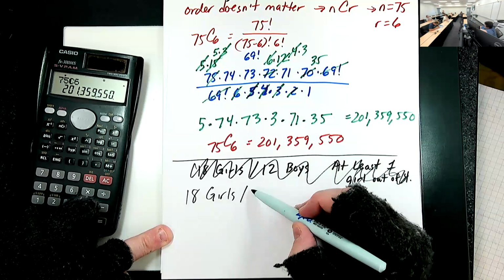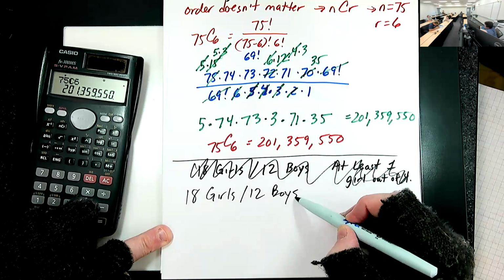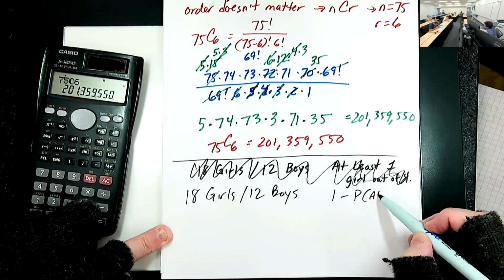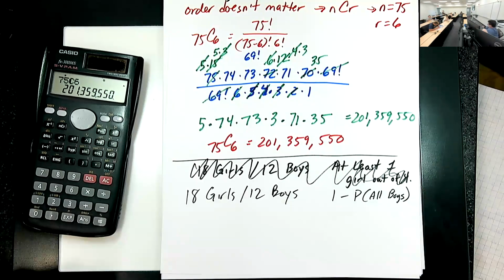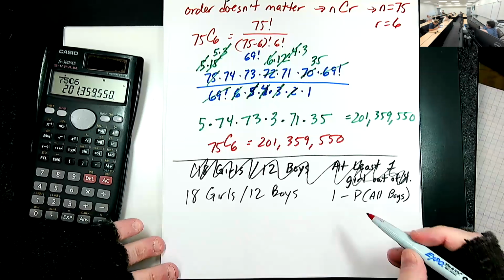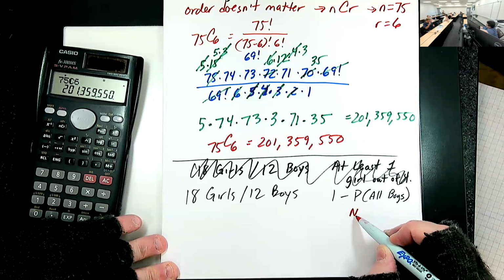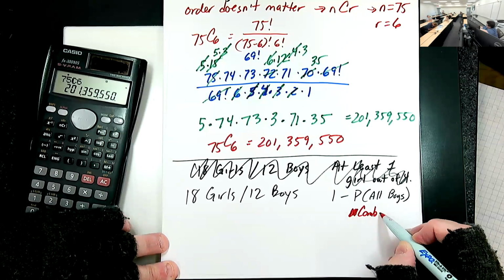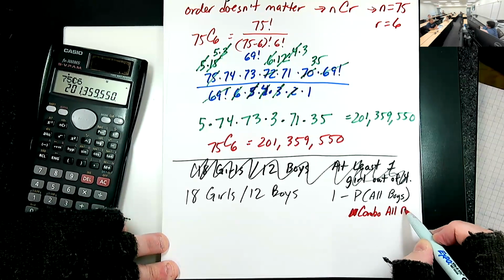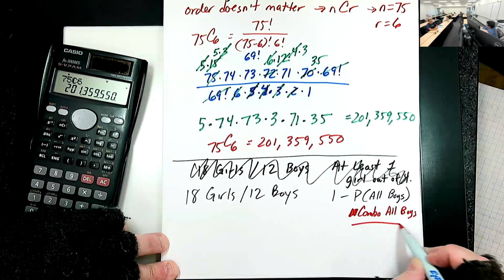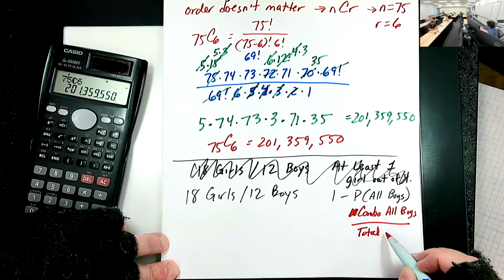18 girls, 12 boys. And we're doing that 1 minus the probability of getting all boys. So the way we have to figure that out is this is the number of combinations of all boys divided by total combinations.